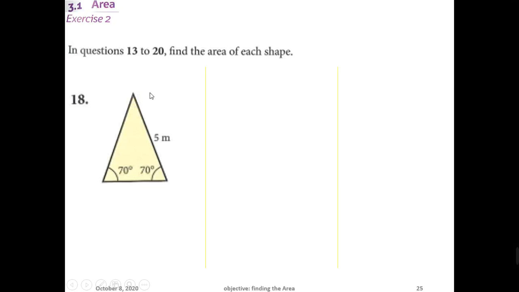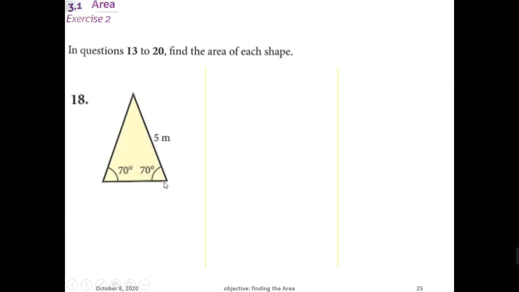And the perpendicular height is from the apex down to the horizontal base where a 90 degree angle is created. So from the apex down to the horizontal base and perpendicular on it where a 90 degrees angle is created.